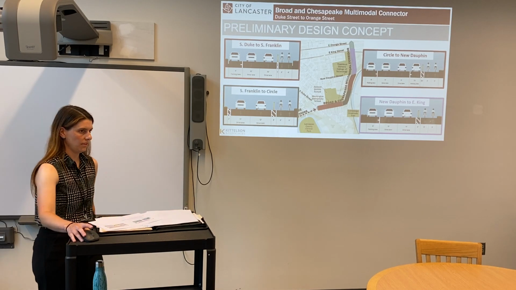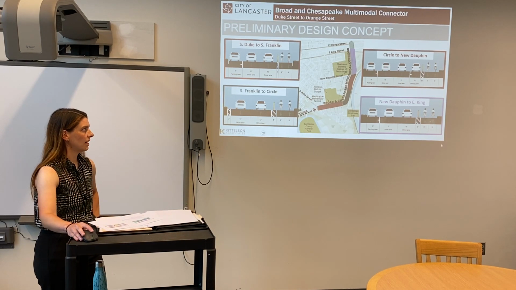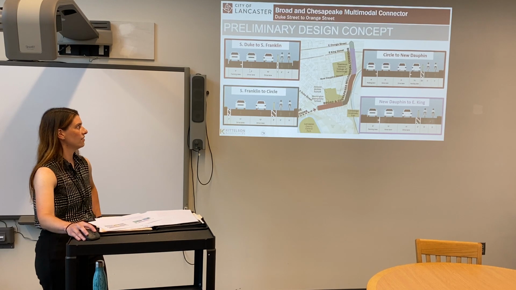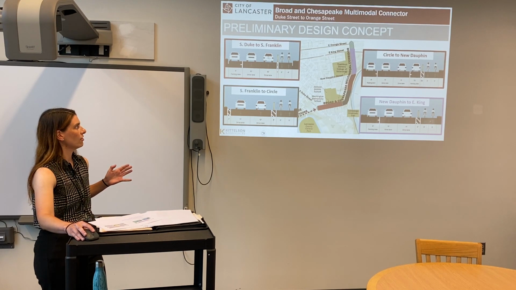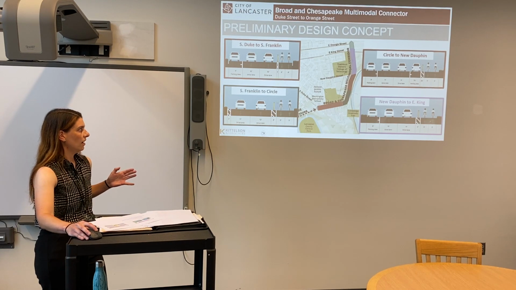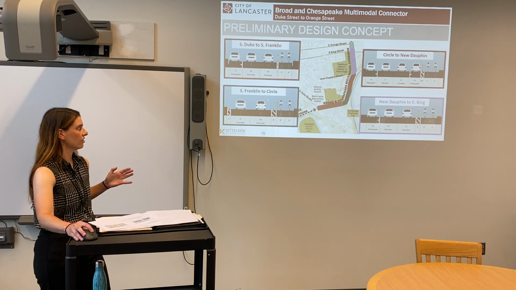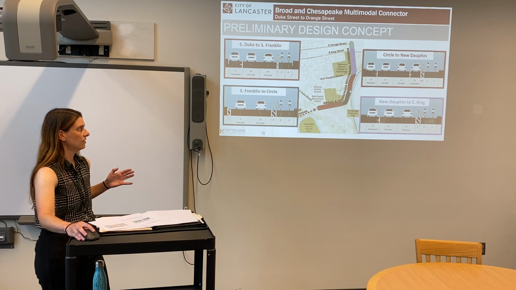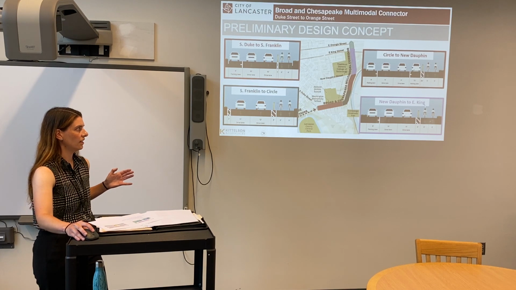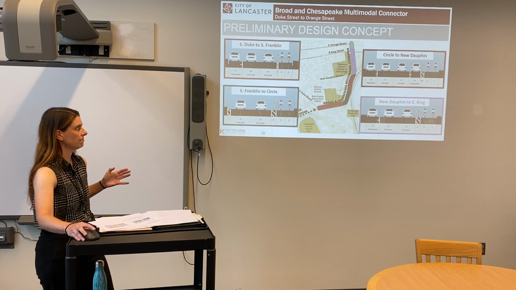Okay. So this design concept slide is showing each of those typical sections. South Duke to South Franklin is this section at the south side of the corridor. South Franklin to Circle is in the middle. Then we come to Circle to New Dauphin, shown here, and New Dauphin to East King in the purple line up here.